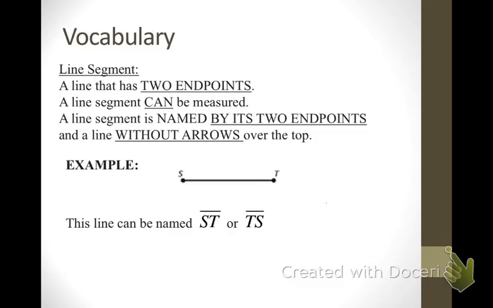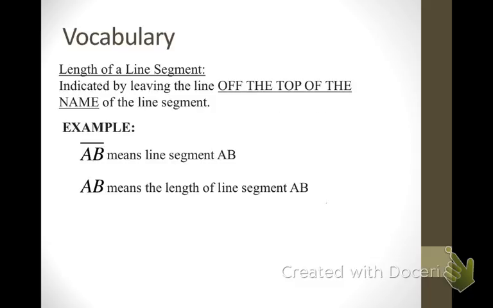So in this example, I have line segment ST, and I can name that either capital ST with a bar over it or capital TS with a bar over it. And I would read that line segment ST or line segment TS. Order does not matter. Now when you're talking about the length of a line segment, the notation that you use for that is that you leave that little bar off of your two endpoints.